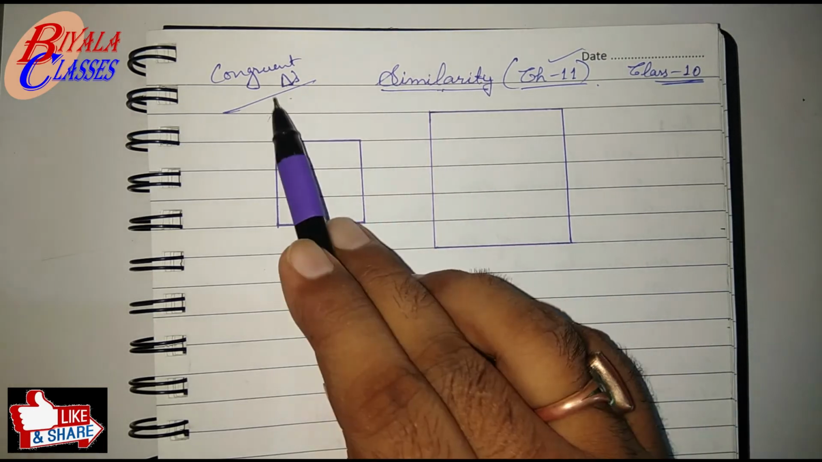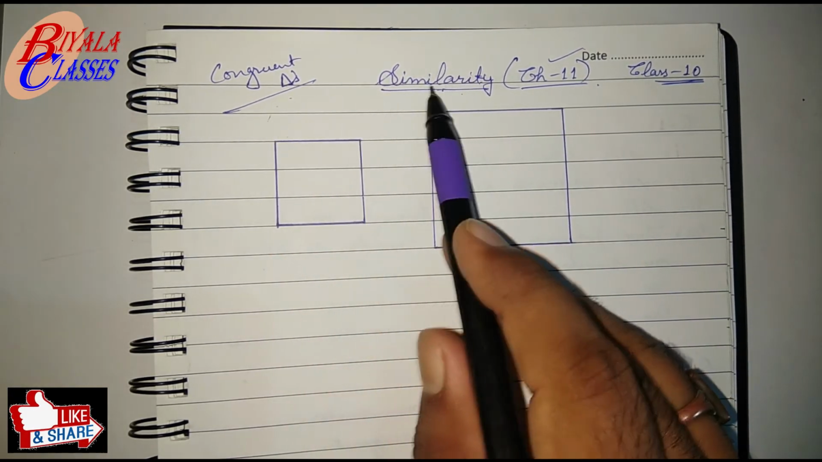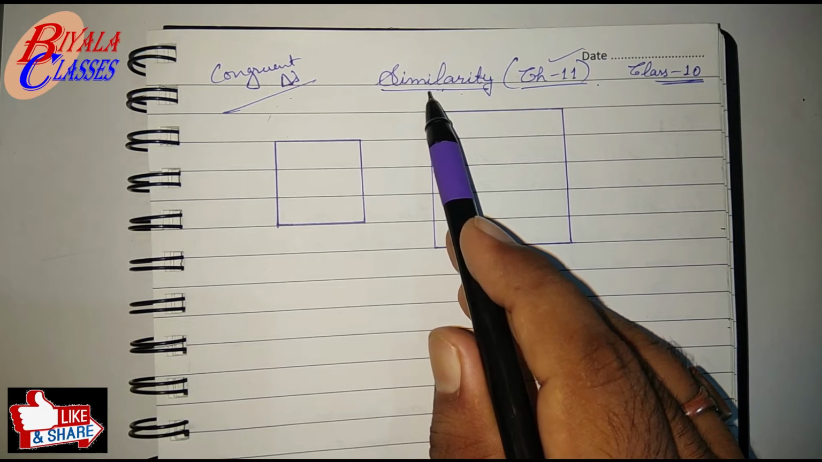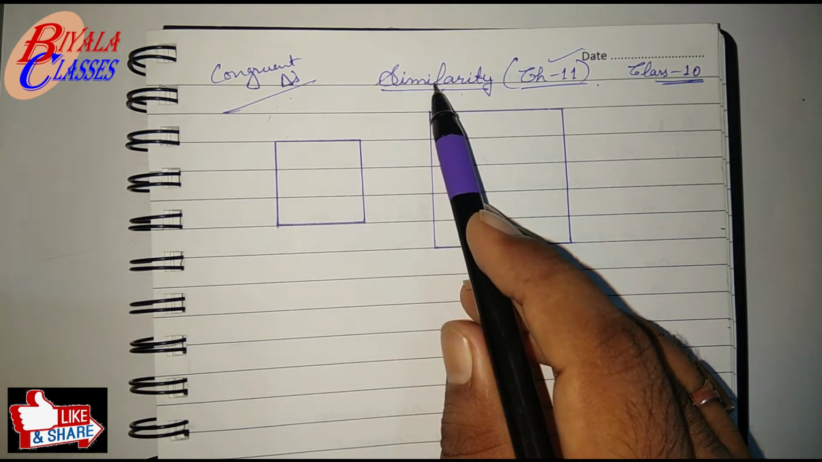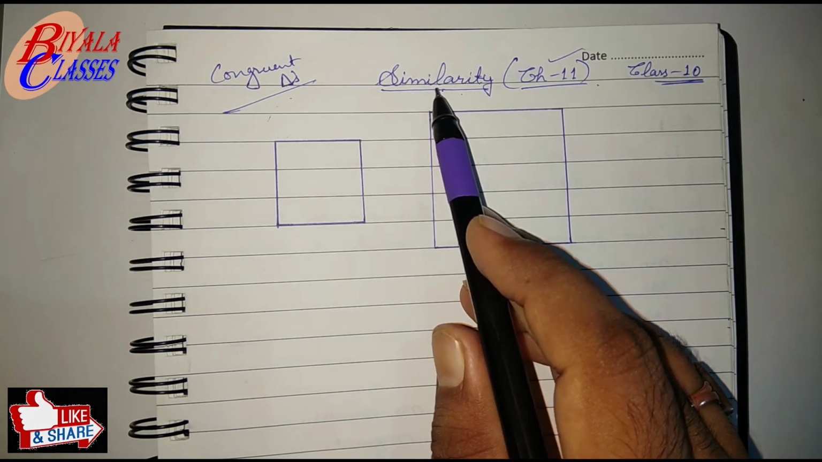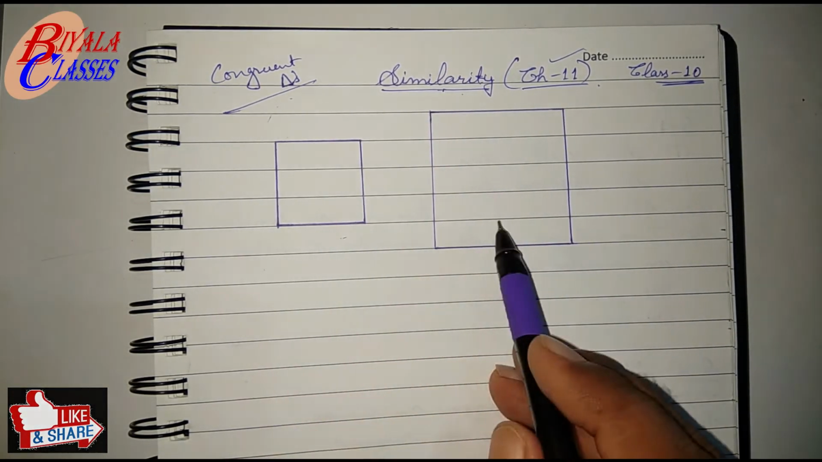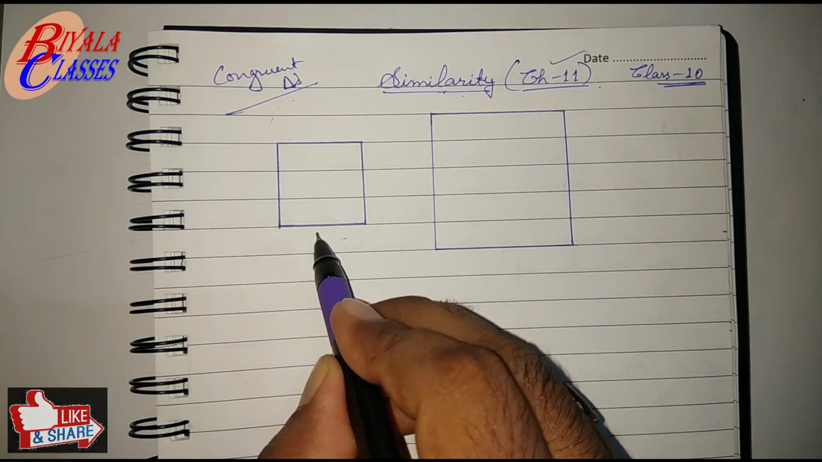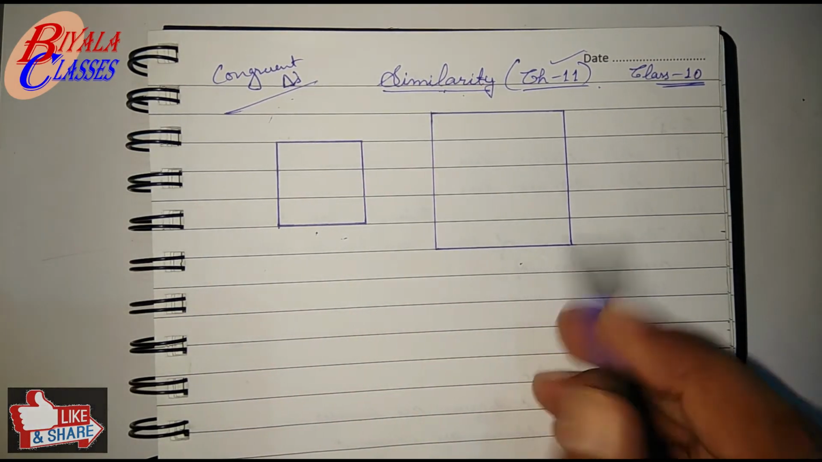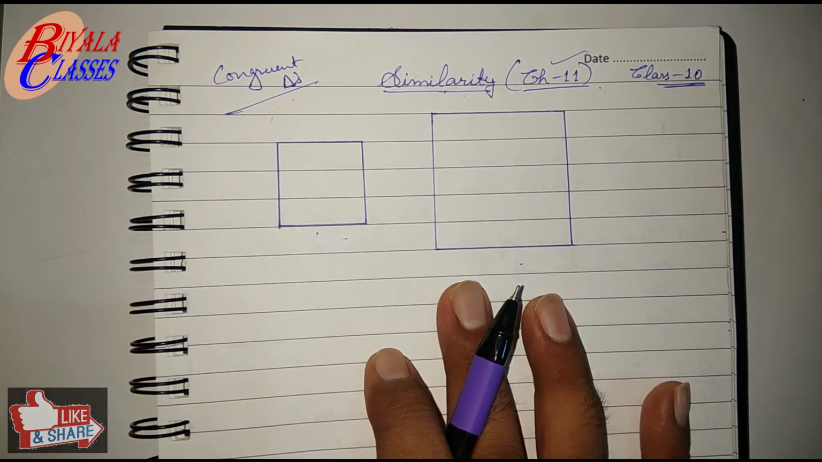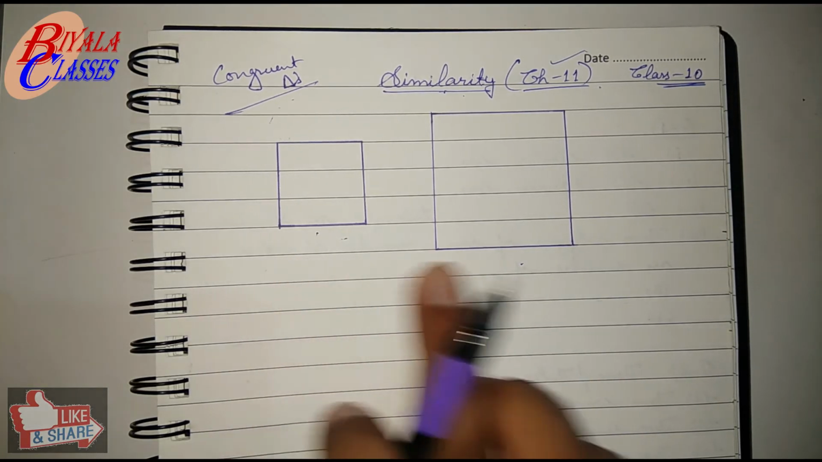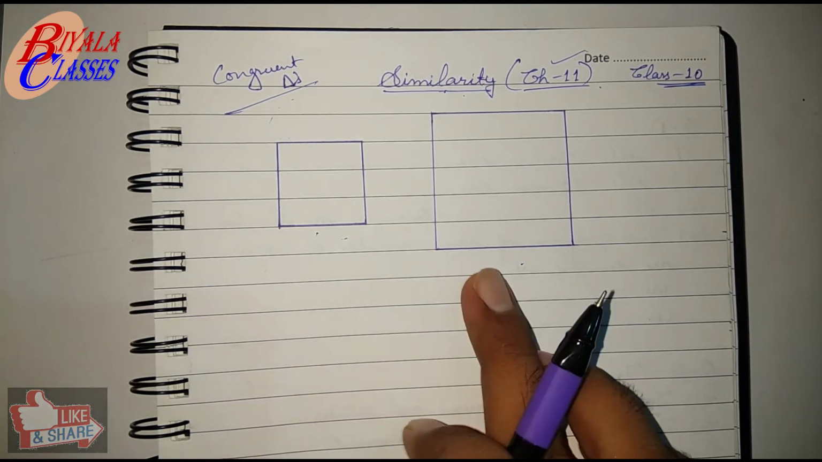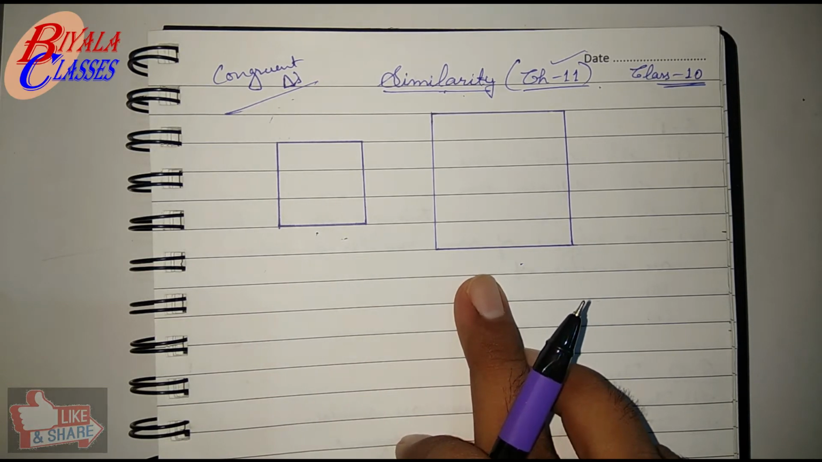Now the difference between similarity and congruence is that in similarity the shape is the same but the size is different. If you have two figures, they will be of the same shape but of different size. Just as you can see here, I have taken two squares. This is the first square and this is the second square. Both are squares, so their shape is the same, but the size is different.